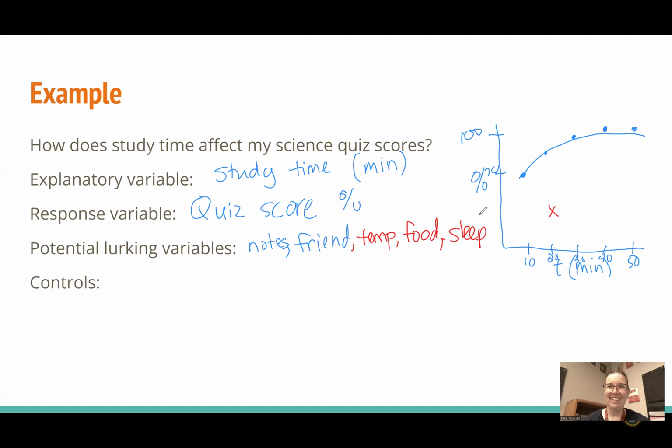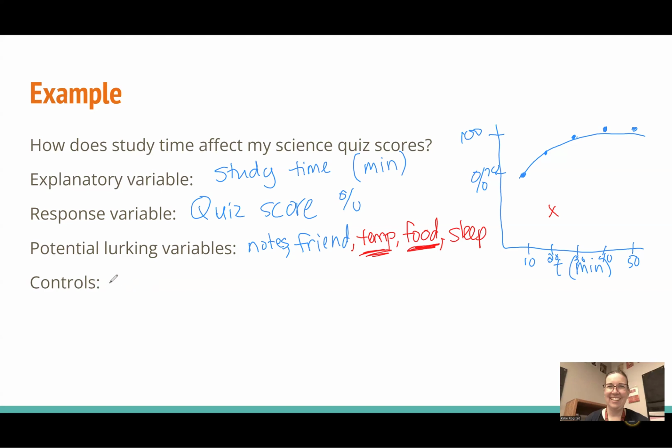Okay, but what are some things that we could control? We could say instead of having the same person taking the test, we could take the score of every student in the room and have different students do different times, and say it's on the same day, so the same temperature in the room. Let's say we did this at retreat, so everybody ate the same food. That would be a way to control the experiment.